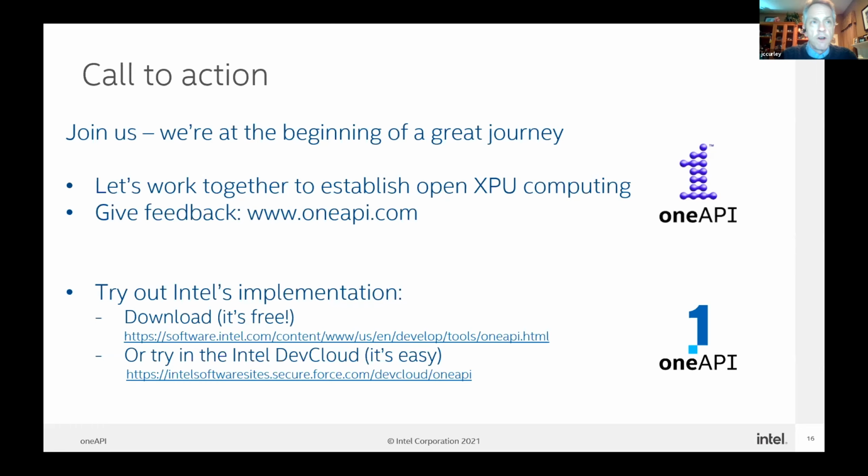If you are using Intel hardware, try out our implementation. I might have mentioned that it's free, and that you can get it for your own systems and use it today on Linux and on Windows. A subset of our tools are even available on the Mac. Additionally, you can try it inside our Intel Dev Cloud if you don't have access to an FPGA and you wish to see the FPGA, for example.